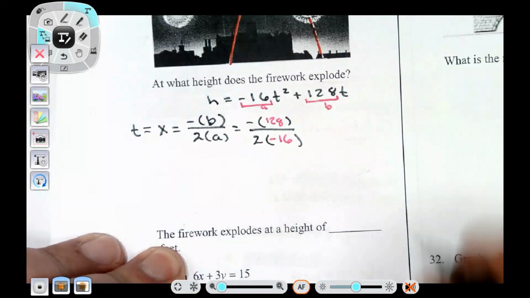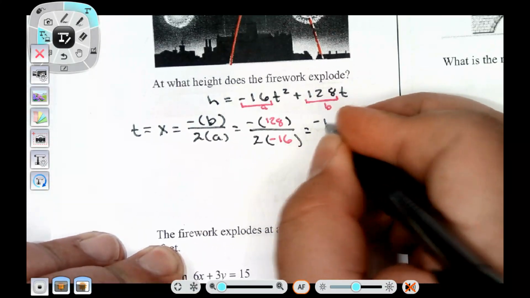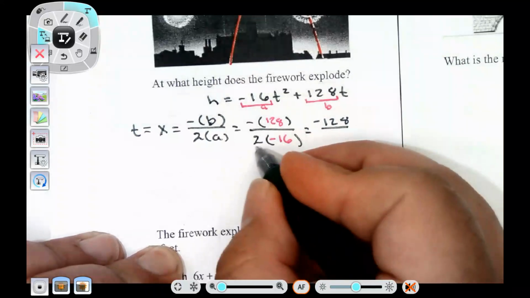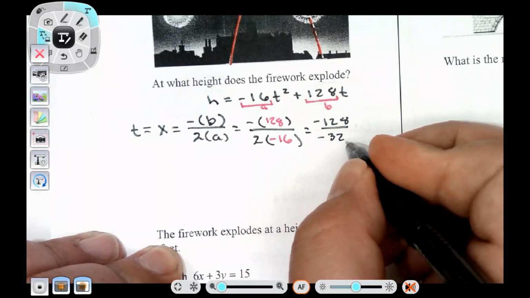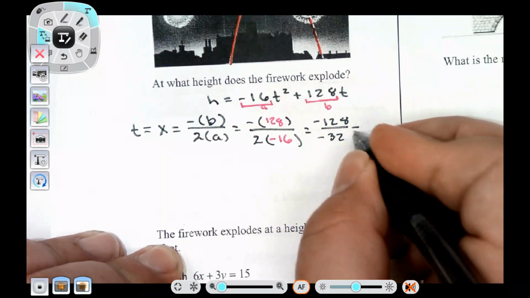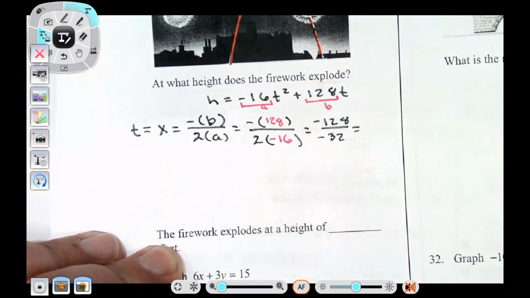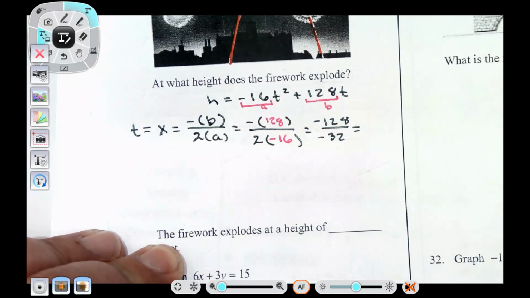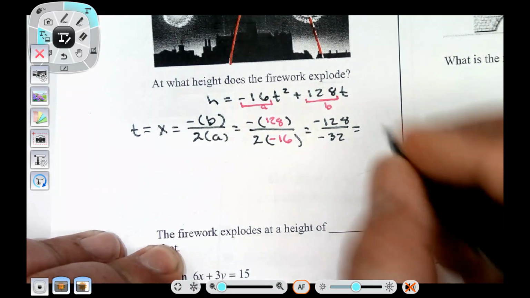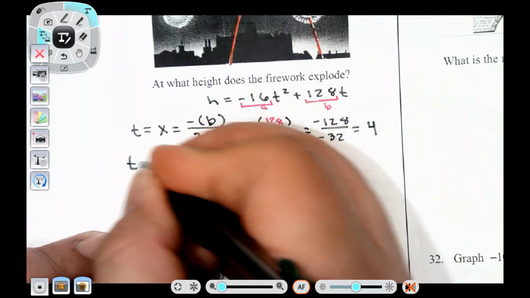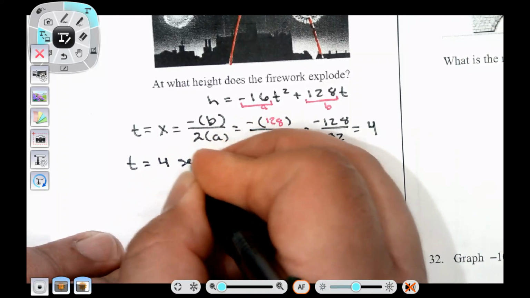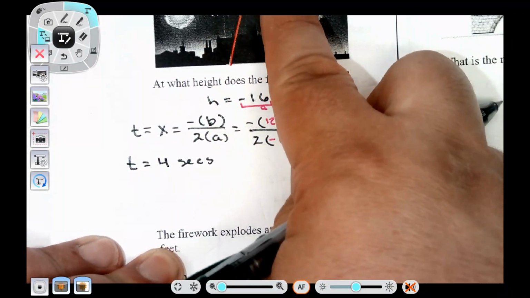All right, well, that's why you have calculators. So negative 128. 2 times negative 16 is negative 32. And now we're going to use a calculator, just simple division. The negative becomes positive, of course. But when I divide these 2 numbers, we get an answer of 4. So notice that's our t. So t is equal to 4 seconds. That means it took 4 seconds for it to climb up to the top.